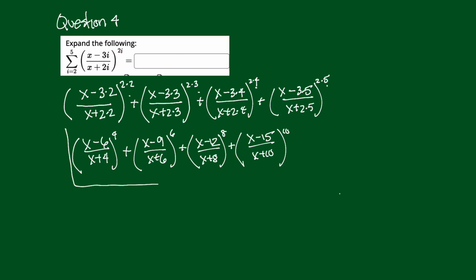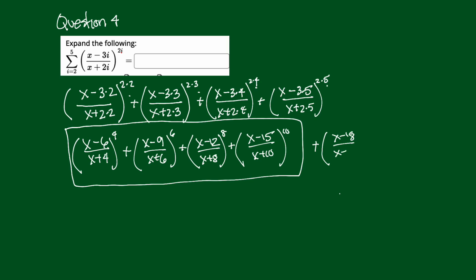So this is what I got, and when I compared to the answer in the homework set, the homework actually takes it out one more, to (x minus 18) over (x plus 12) all to the 12th. But that cannot be right, because here i is equal to 2, i is equal to 3, i is equal to 4, i is equal to 5, and this over here would be i equals 6. But you can see up here, things terminate at 5. So I think something's wrong with the answer that's given in the exercise set.